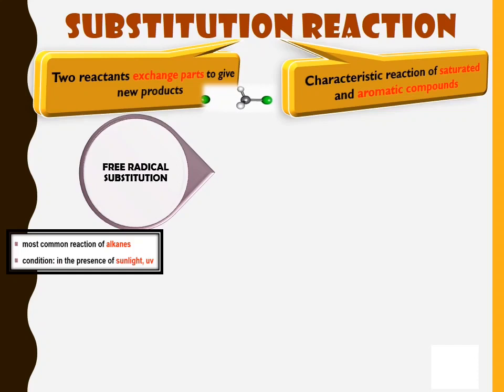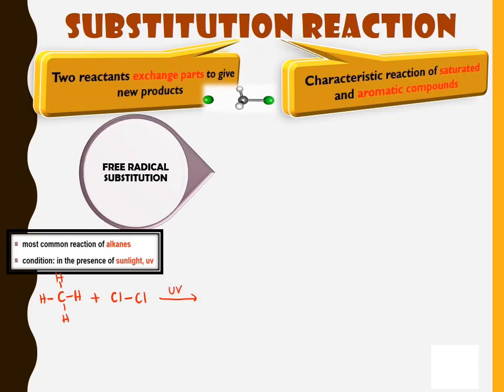But we have a condition here, it must be in the presence of sunlight, UV. So we know that the function of sunlight here is to provide energy for homolytic cleavage. So I'll show you the equation example. Here we have methane reacting with chlorine gas. If this reaction occurs, it must be in the presence of UV.